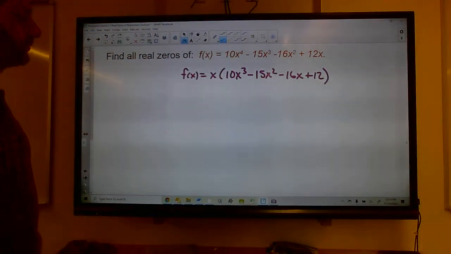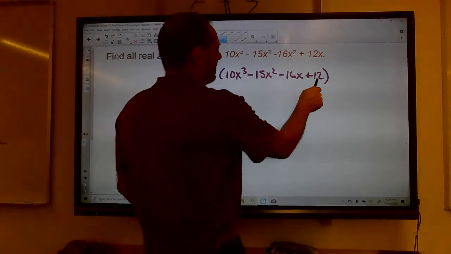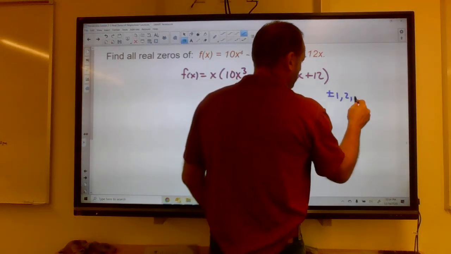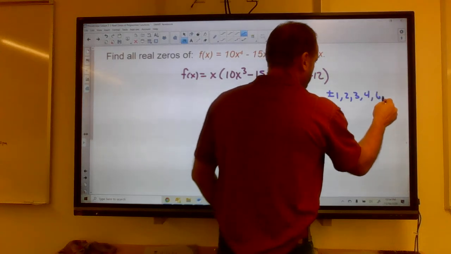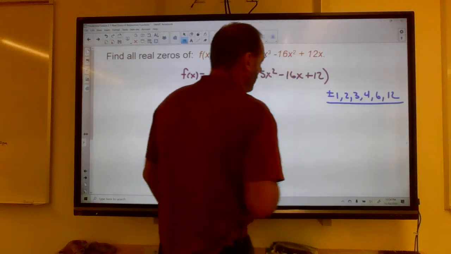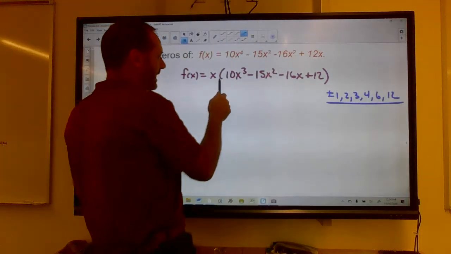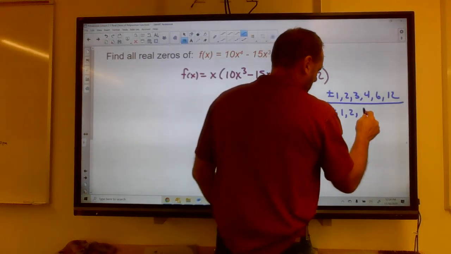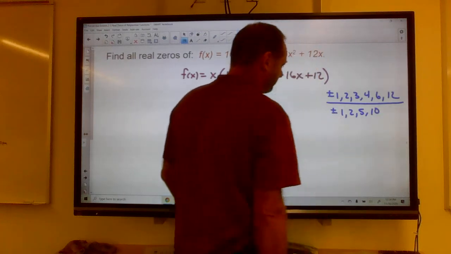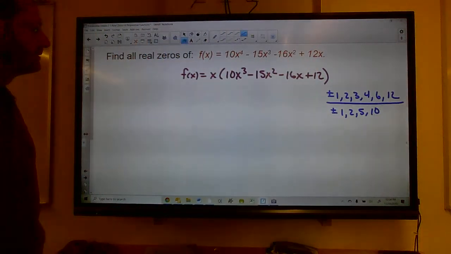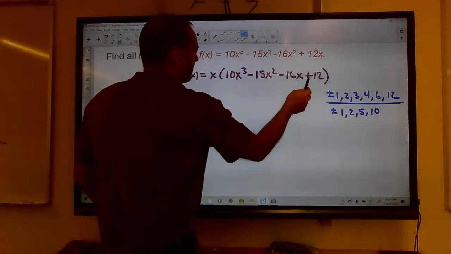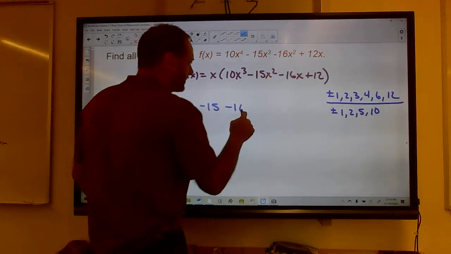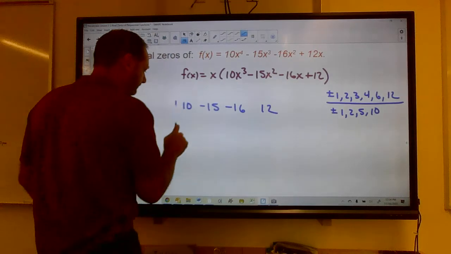Okay, my possible rational solutions. I take my factors of 12, which would be plus or minus 1, 2, 3, 4, 6, and 12, and I would divide that by the factors of 10, which would be plus or minus 1, 2, 5, and 10. All right, so let's do some synthetic division on this: 10, negative 15, negative 16, 12.